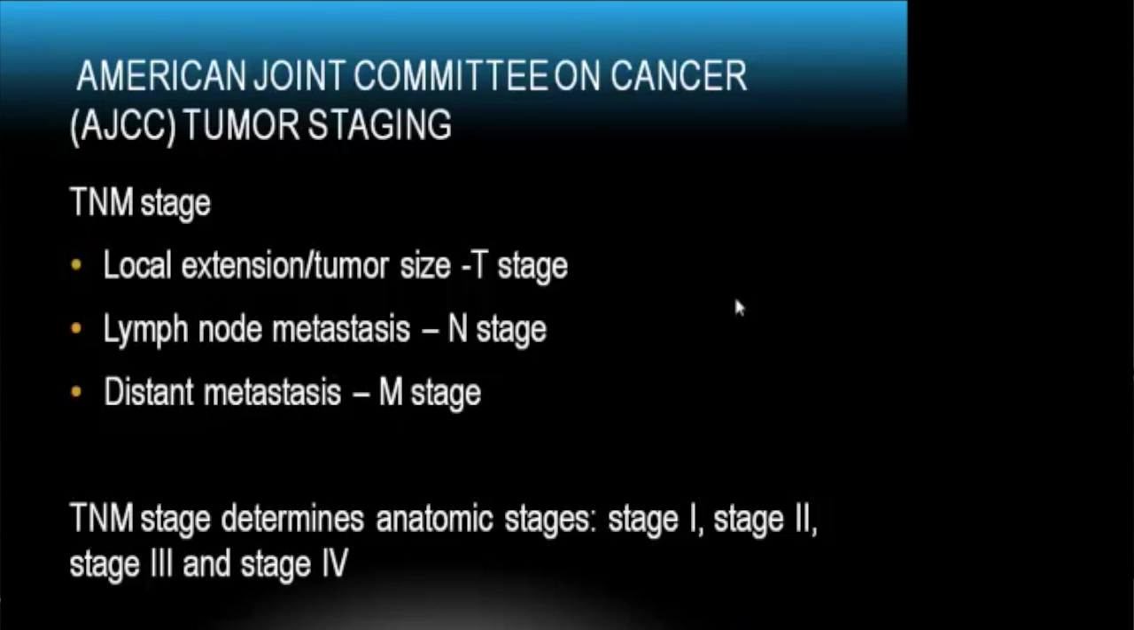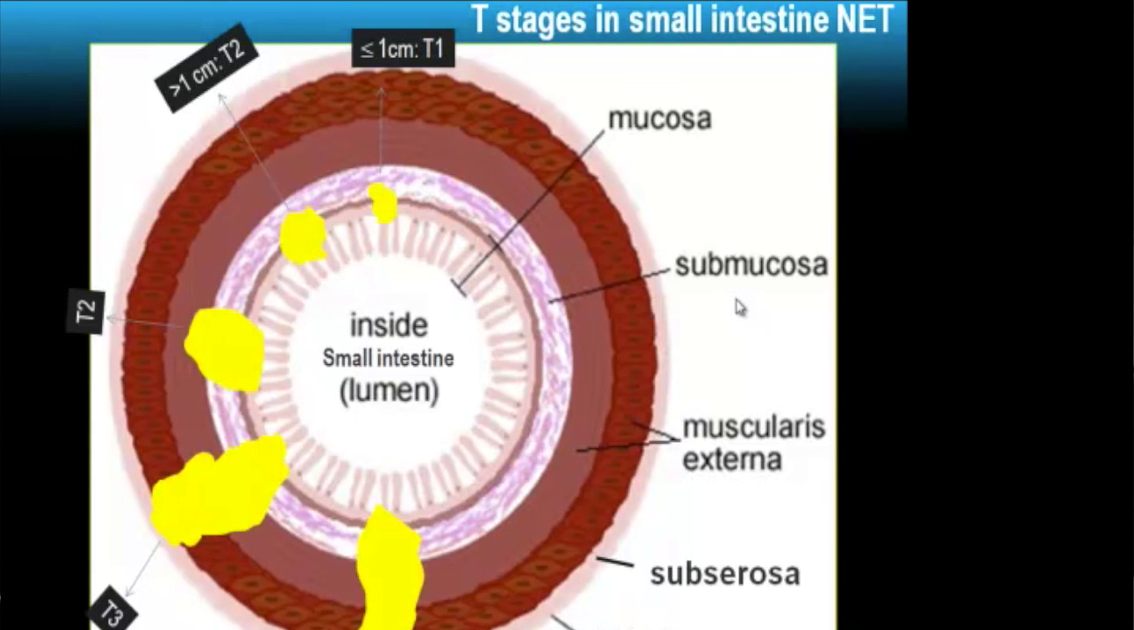So TNM stage determines anatomic stage and classifies anatomic stages into stage 1, 2, 3, and 4. The same TNM stage can be assigned different anatomic stages depending on the location. If a patient presents the same kind of TNM stage in a certain location, they probably will call it stage 2, and in others they will call it stage 1. But in general, a stage 3 tumor always has positive lymph nodes, and a stage 4 tumor has distant metastatic disease.